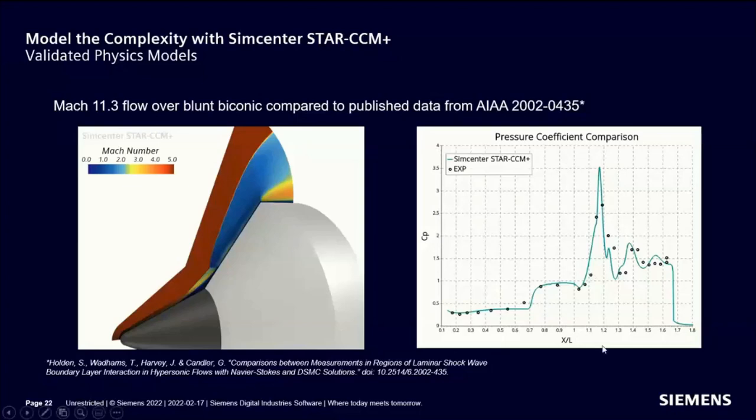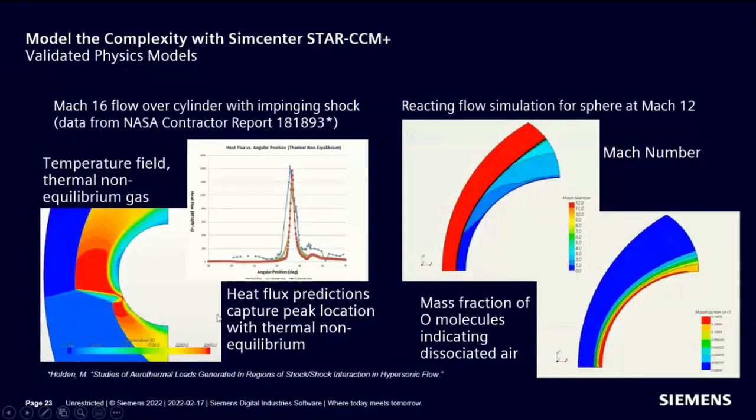So some of these, when you start getting into things like ablation and ionization, those ones are a little bit harder to deal with because it's harder to get good data on those. Some of these cases are canonical cases, where there's canonical test data from wind tunnels. And again, this is about what you can get most of the time for these cases.